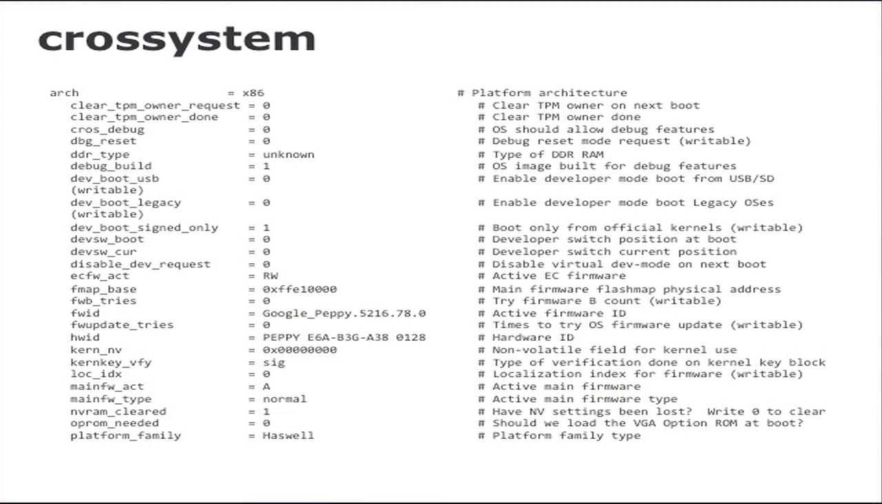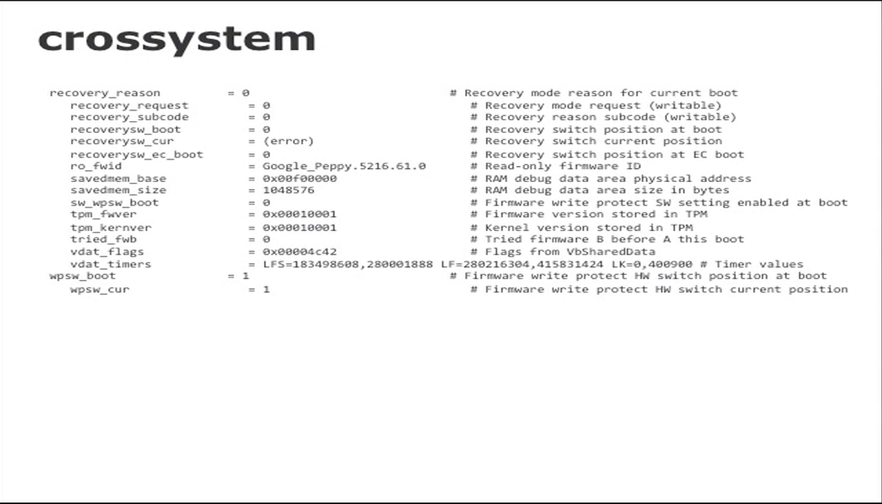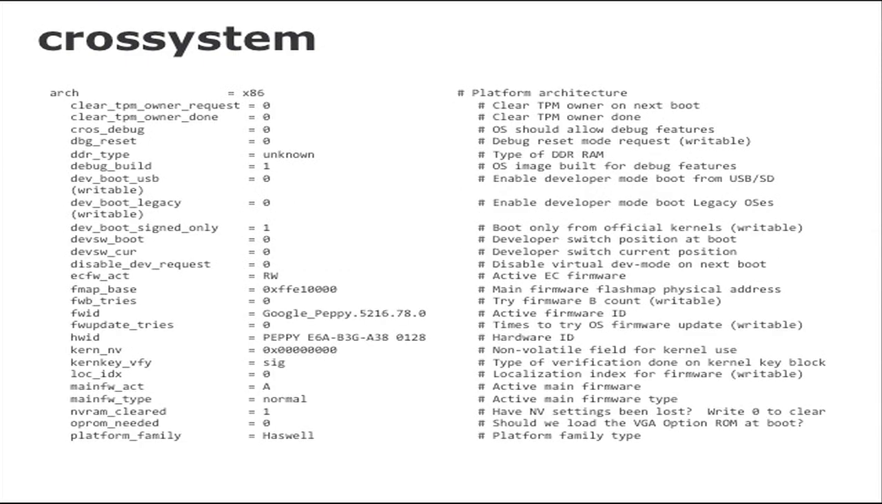It does do some system-related stuff, but its real main goal is to talk to verified boot and be able to configure it, be able to read state and information out of it. If you run it by default, you'll get a very long list of keys and values. A number of these, the ones that say writable, can actually be set with cross-system. So this is where you set things like dev boot USB if you want to be able to boot a USB image in developer mode on the system.